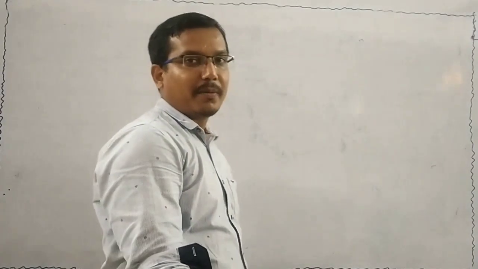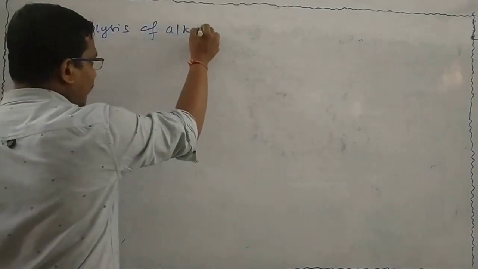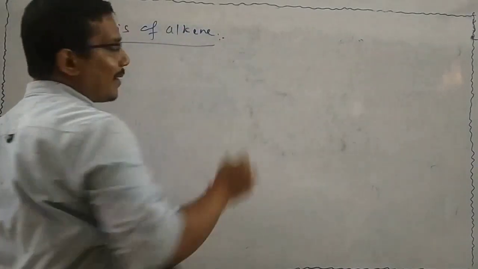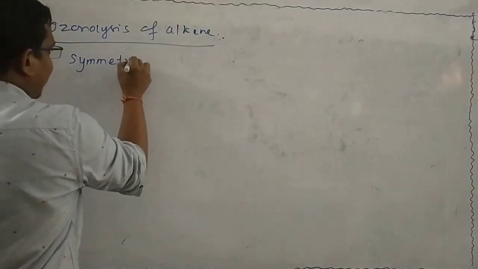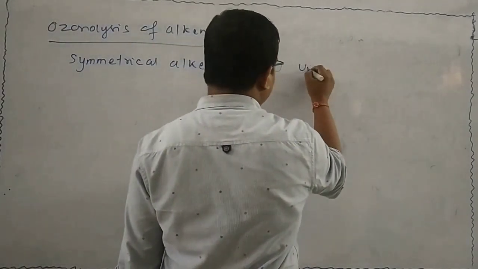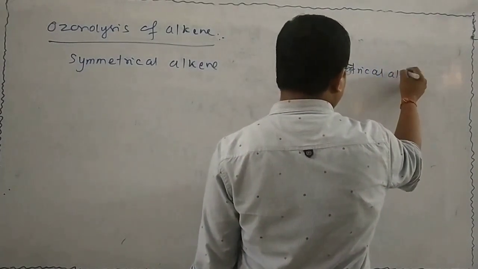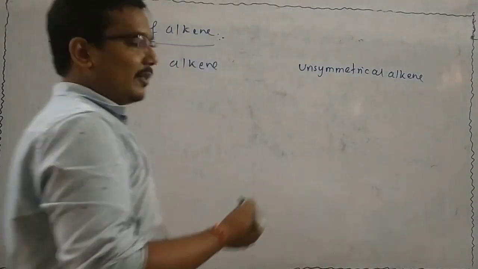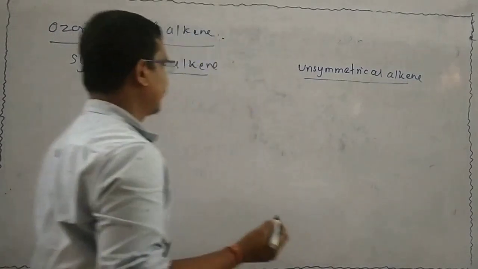Now I will discuss another method of preparation of aldehyde and ketone, that is ozonolysis. Ozonolysis of alkene. There are two types of alkenes. One is symmetrical alkene, another is unsymmetrical alkene. Let me discuss what is symmetrical alkene and what is unsymmetrical alkene.